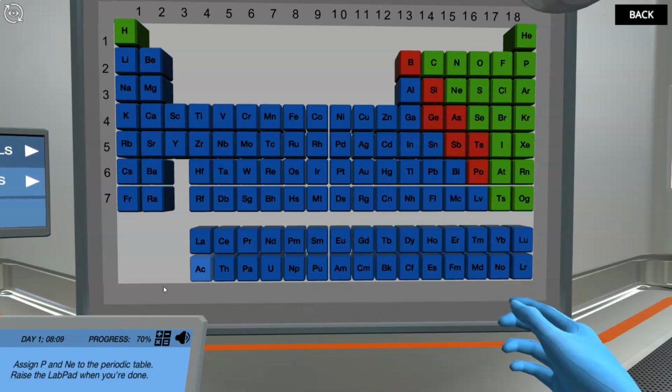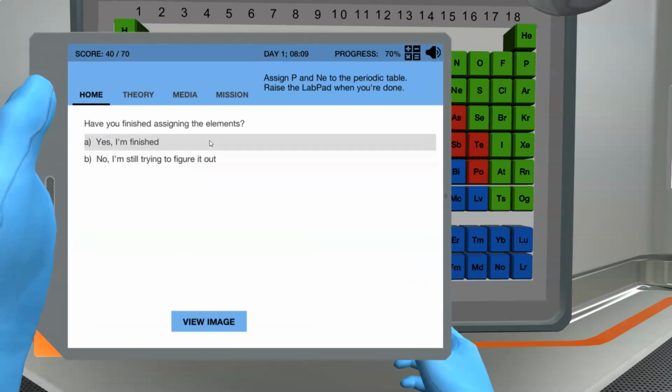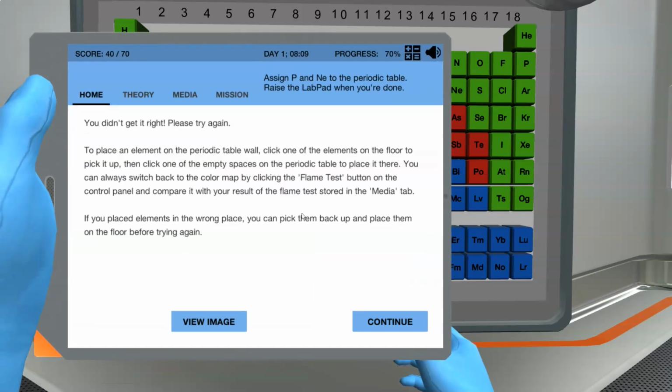Have you finished assigning the elements? You didn't get it right. Please try again. To place an element on the periodic table wall, click one of the elements on the floor to pick it up, then click one of the empty spaces on the periodic table to place it there. You can always switch back to the color map by clicking the Flame Test button on the control panel and compare it with your result of the flame test stored in the Media tab. If you placed elements in the wrong place, you can pick them back up and place them on the floor before trying again.